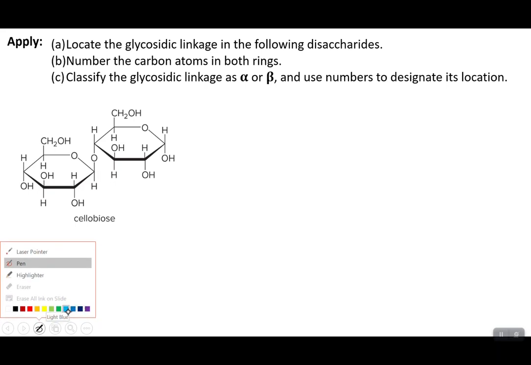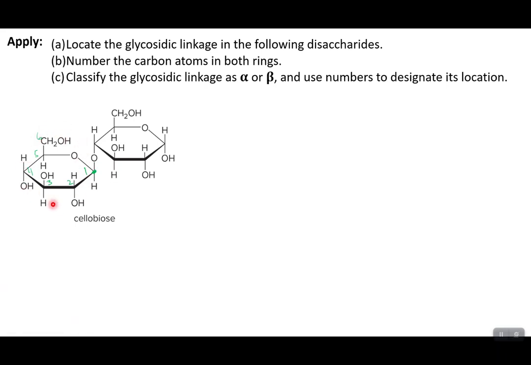So I'm going to go ahead and number the first one in green. 1, 2, 3, 4, 5, and 6. Again, this carbon here gets the 1 because it's my anomeric carbon. I know it's my anomeric carbon because if I look at my first monosaccharide, I locate the oxygen in the ring, and the carbon to the right of that oxygen is the anomeric carbon. That one is going to receive a number of 1, and then you go counterclockwise.